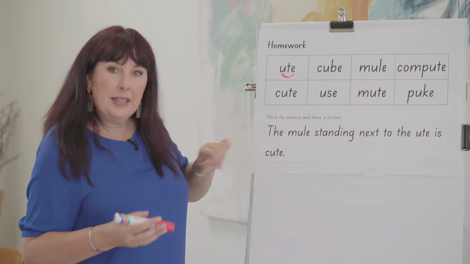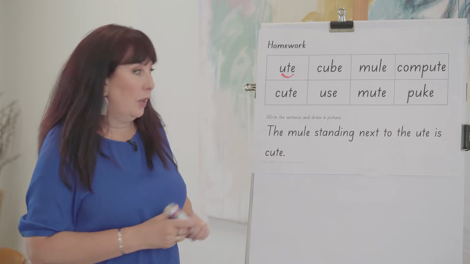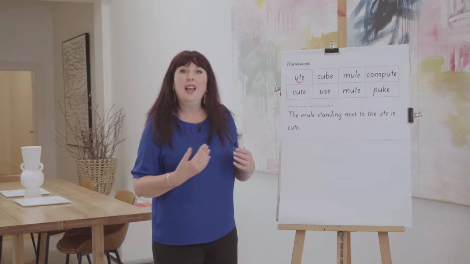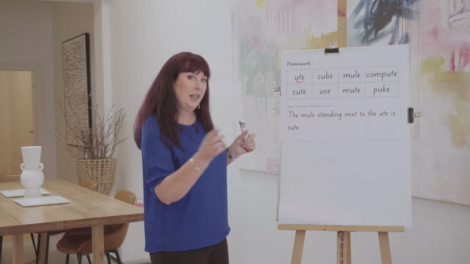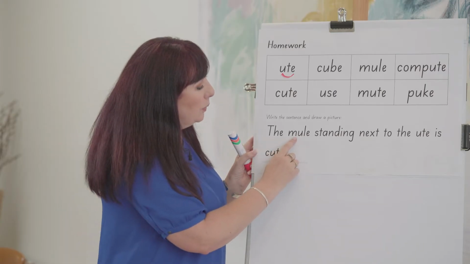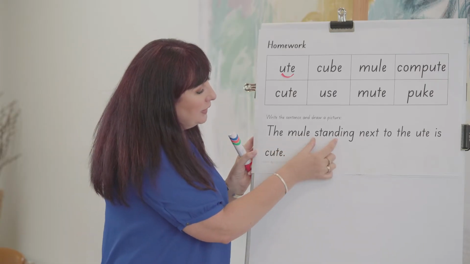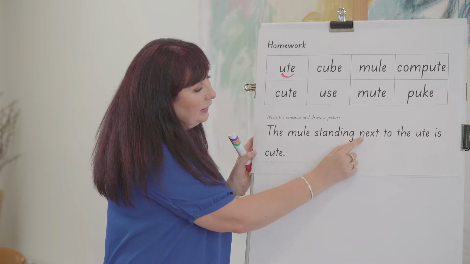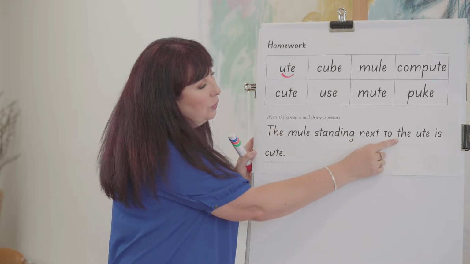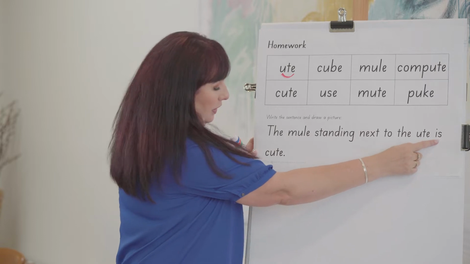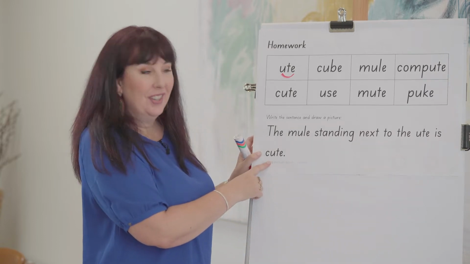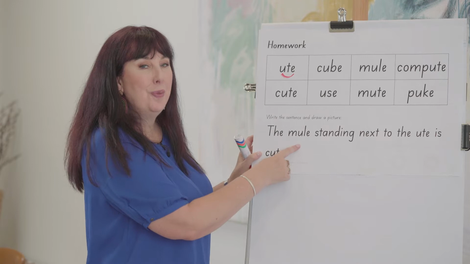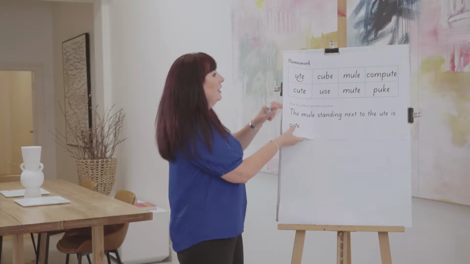I asked you to read this sentence by yourself. I helped you with a couple of the words and then draw a picture. How did you go with that? Let's have a look at the sentence. The mule standing next to the ute is cute. Did you draw a cute mule standing next to a ute?